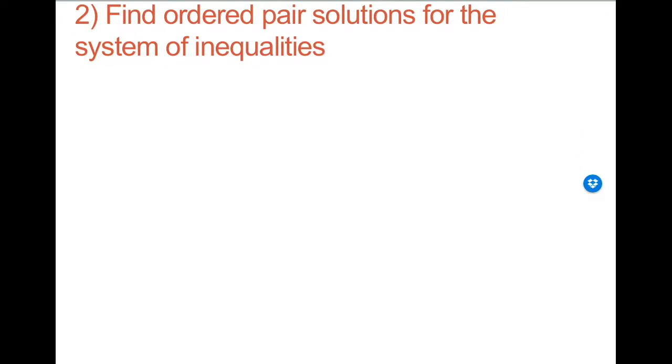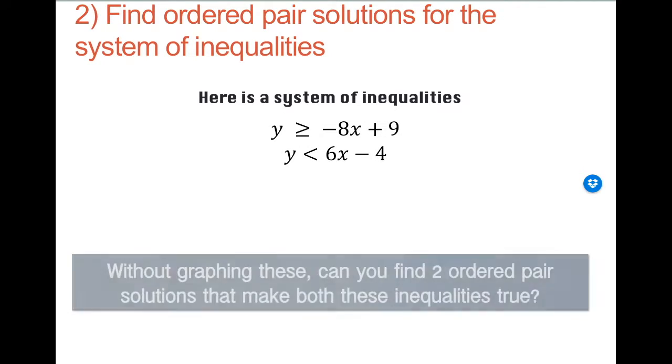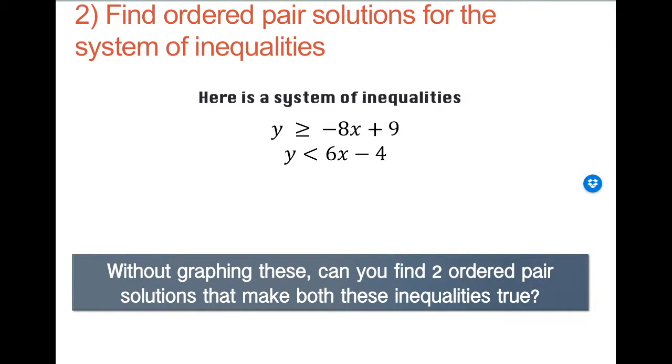The second kind of question that you'll probably see along the way will ask you to find ordered pair solutions for this system of inequalities. So here's a system of inequalities, and I'm asking you, don't even graph them, but can you find two ordered pair solutions, 2 points, 2 coordinates, whatever, that make both of these inequalities true?